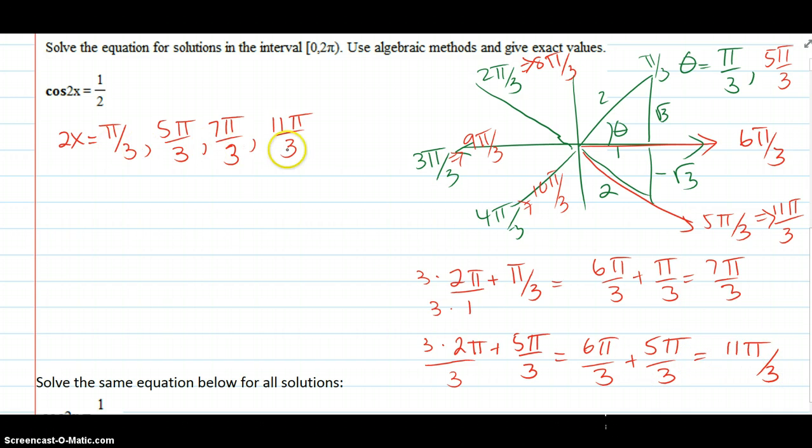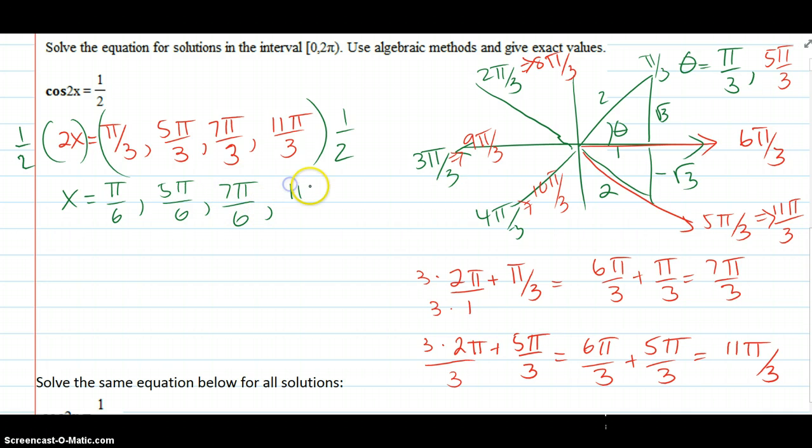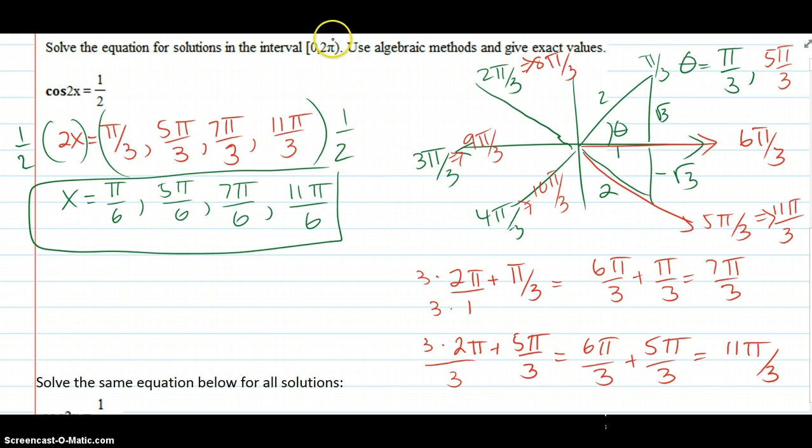So that's the 4 angles. When you divide by 2, I'm going to multiply by 1/2 instead of divide by 2. Let's do that in a different color. 1/2, 1/2. So x would equal pi over 6, 5 pi over 6, 7 pi over 6, and 11 pi over 6 would be the 4 answers between 0 and 2 pi. And that makes sense because we're very close to 2 pi here.